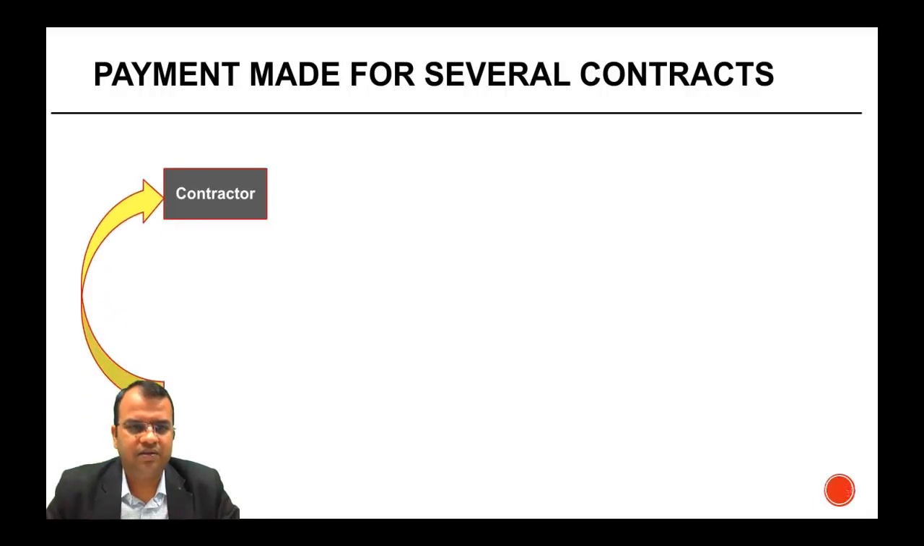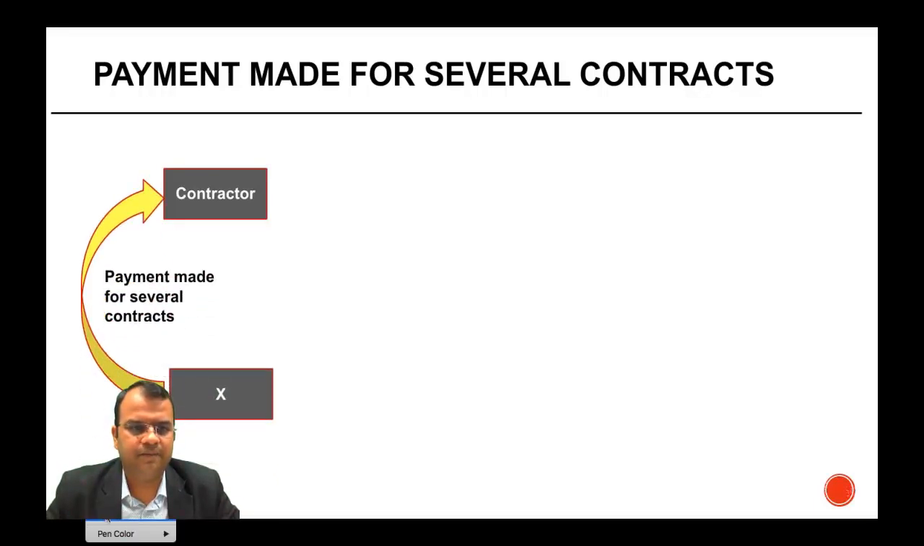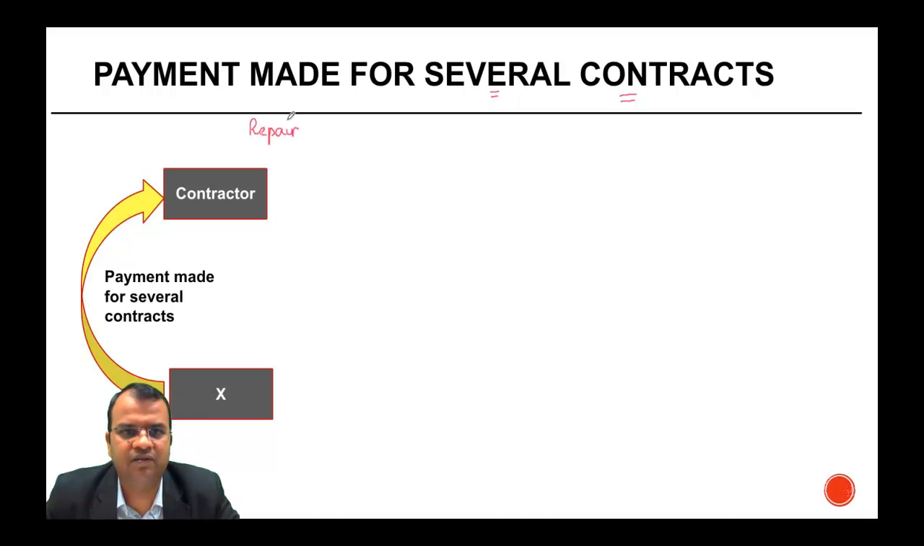Now, in some cases, what can happen is that instead of one contract under which different payments are made, there may be several contracts for which payments are done. So let's say, for example, there is a person who provides repair and maintenance services. X is a person who engages the services of this person. Every time, you don't know when the repair requirement might be there. So every time the requirement for repair is there, X approaches the contractor and he does the work.